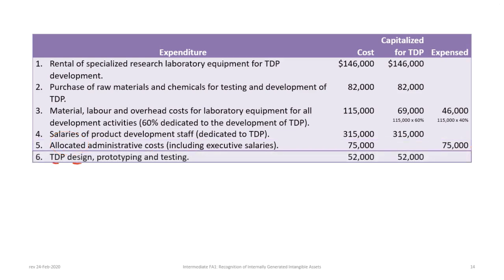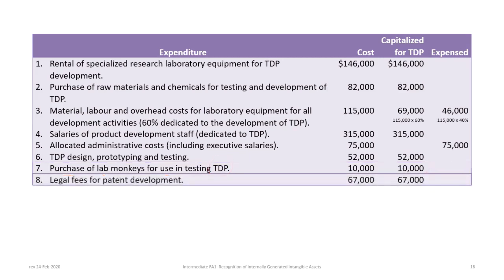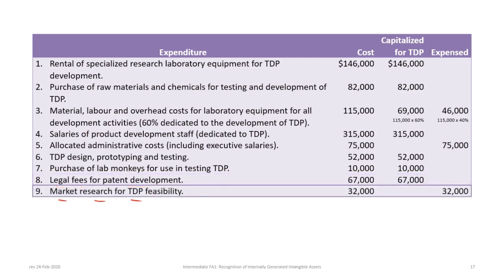Then we have TDP design, prototyping, and testing. So this falls right into the definition of development cost. So $52,000 is capitalized. Then there is the purchase of lab monkeys that are used in the testing of TDP, again specifically as part of testing for the drug, so $10,000 capitalized. And of course we'll presume that after the drug goes to market that the monkeys are released back into the wild. Then we have legal fees for patent development. Since they are specifically related to developing the patent for this particular product, those will be capitalized as well, so $67,000 capitalized.